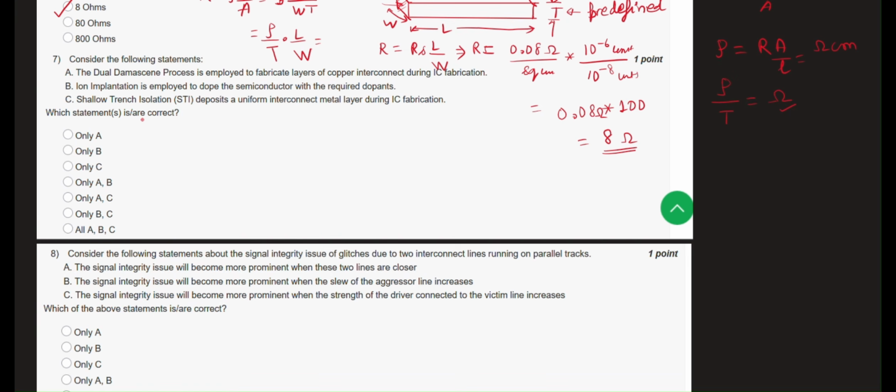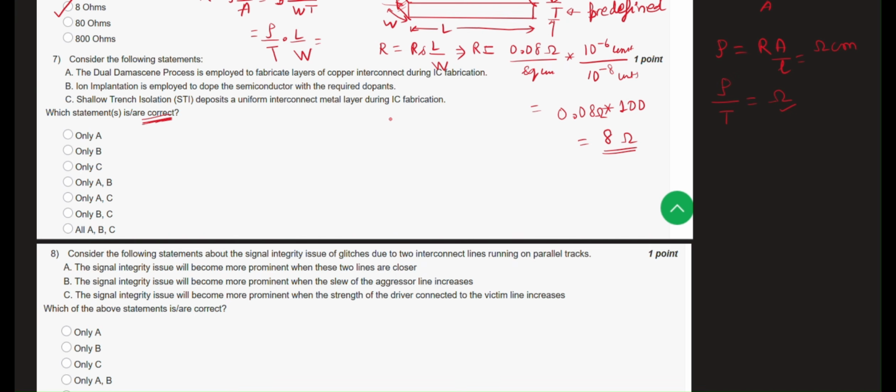Consider the following statements which are correct. In dual Damascene, the Damascene process is employed to fabricate layers of copper interconnect during IC fabrication. Yes, this is a correct statement.